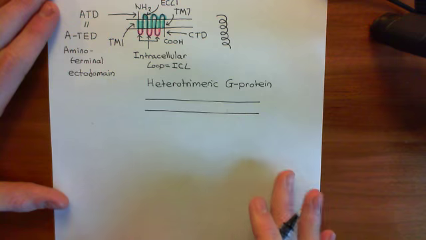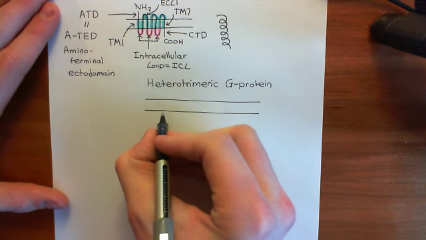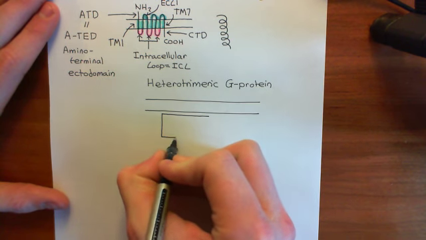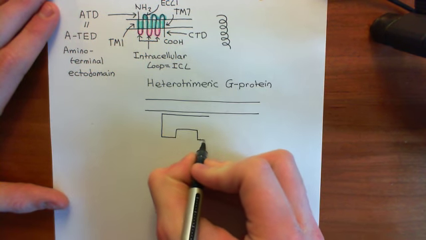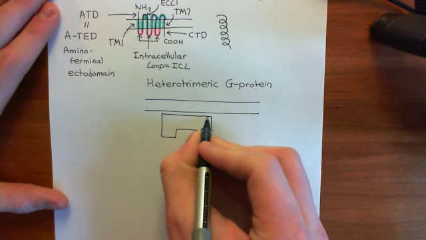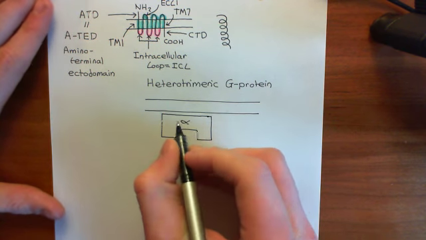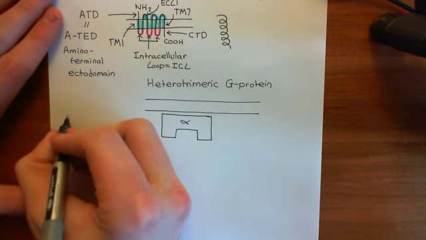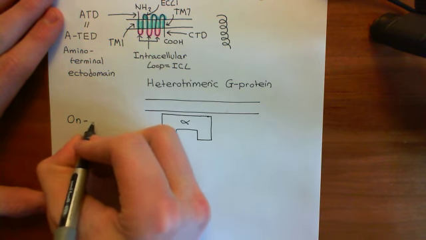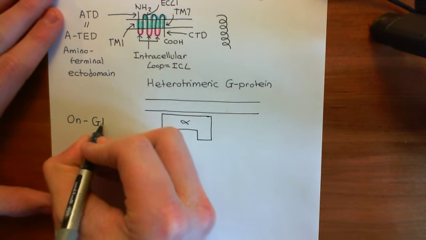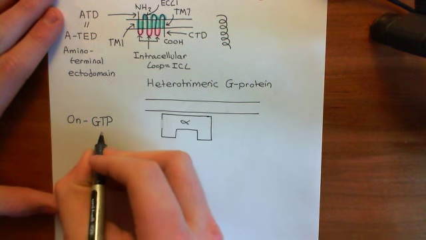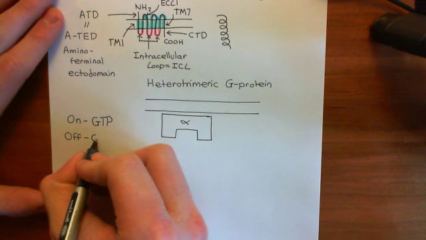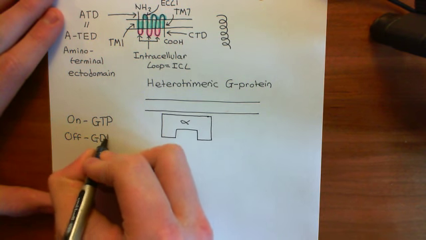Right. So the first of the 3 subunits which makes up a heterotrimeric G-protein is known as the alpha subunit. So we'll begin by discussing the alpha subunit. I'll draw my alpha subunit here. Now, alpha subunits are special because they can be in 2 states. They can be in an on state, and in the on state they have guanosine triphosphate, GTP, bound to them. And they can also be in an off state in which they have GDP, guanosine diphosphate, bound to them.